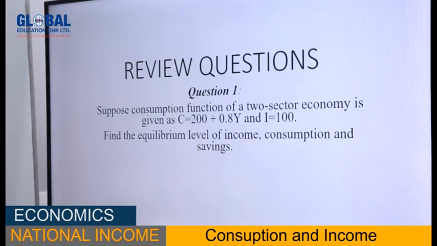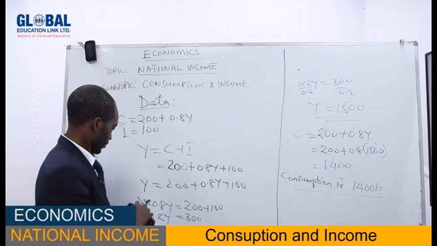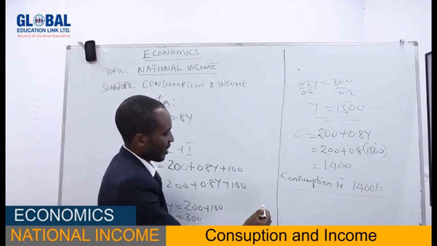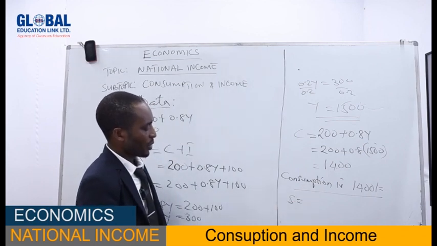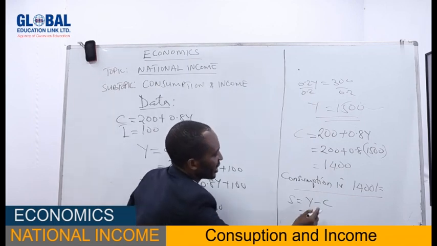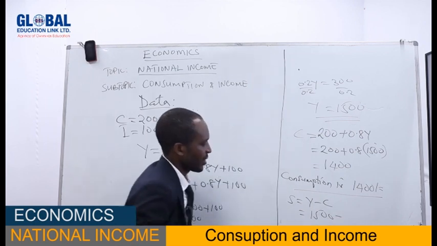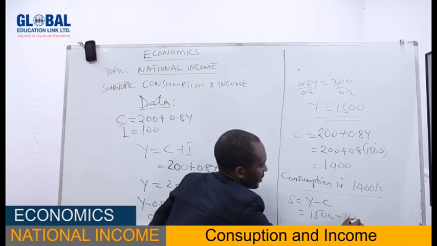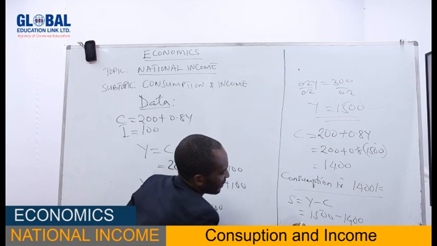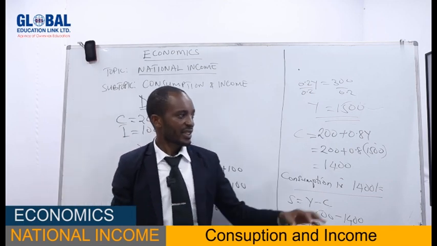Also, you are asked to find the saving. Now, for the saving we will use the following equation: saving equals y minus C, income minus consumption. So the income received is 1,500 minus the consumption, which is 1,400. When you subtract, the saving level will be 100. So the saving will be equal to 100.